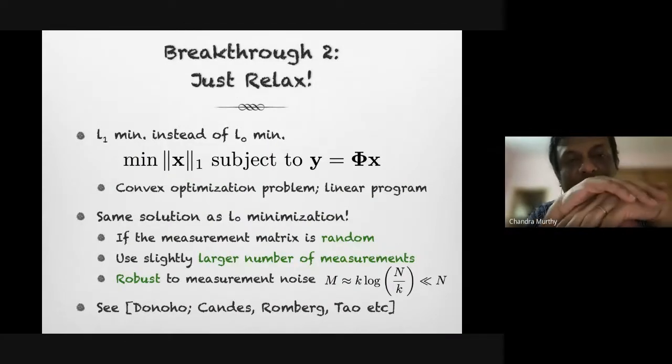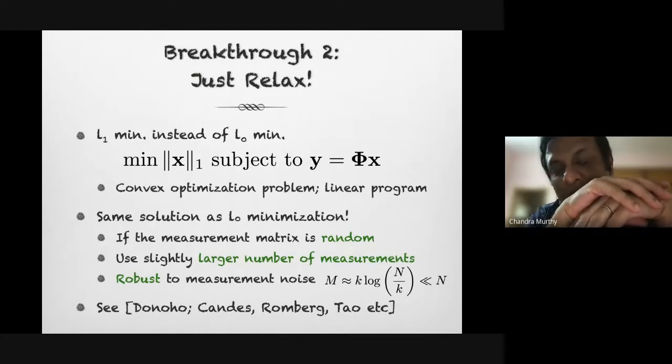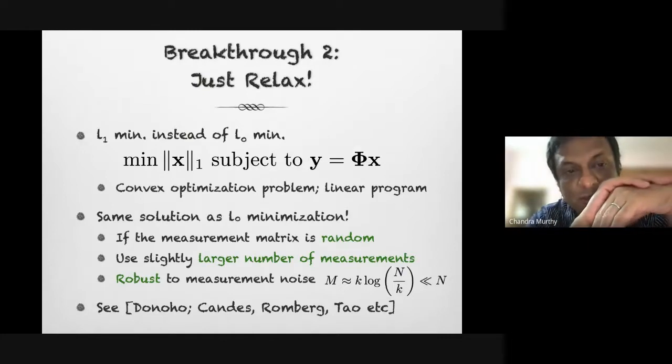Another very important breakthrough was in terms of the relaxation. So we already saw that the L0 minimization problem is an NP-hard problem. It's computationally too expensive to solve. So instead of solving the L0 minimization problem, if we consider the following problem, minimize the L1 norm of x subject to y equal to phi times x.